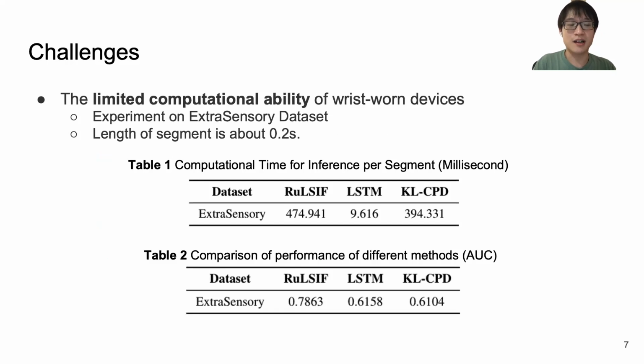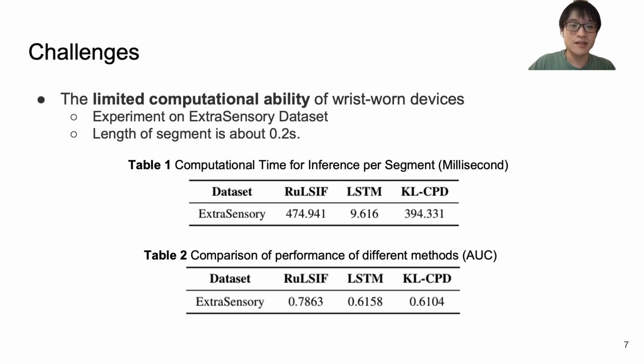These SOTA methods cannot work well on wrist-worn devices for human activity detection because of two main challenges. The first challenge is the limited computational ability of wrist-worn devices. Given this limitation, the change point detection algorithm must be efficient without sacrificing its effectiveness.